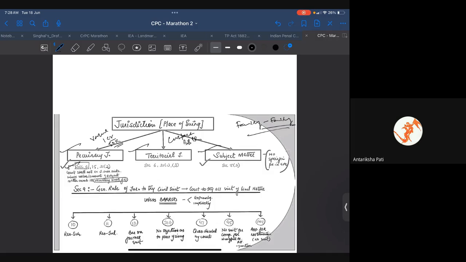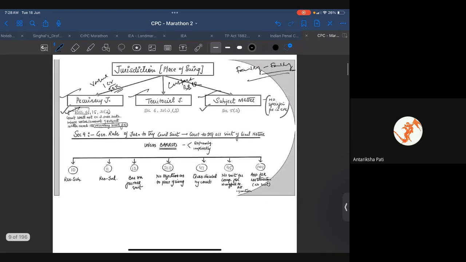Now, what is a suit of civil nature? Where private civil rights are involved, that's a suit of civil nature. Unless barred, these are the cases where it is barred. Res sub judice, there is a bar. Res judicata, there is a bar. Section 12 also puts a bar on further suit. Under 21A, you can raise objection as to place of suing.